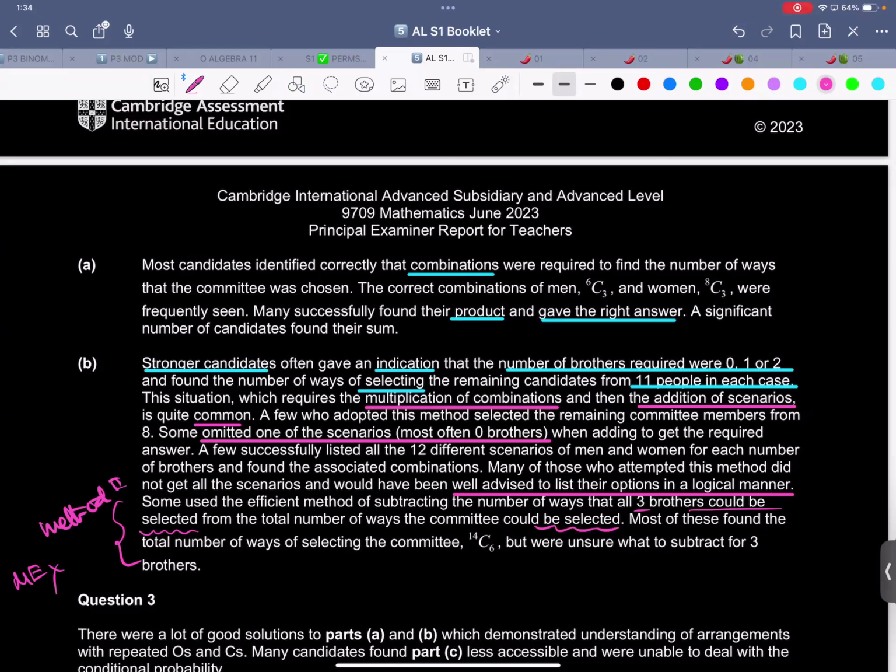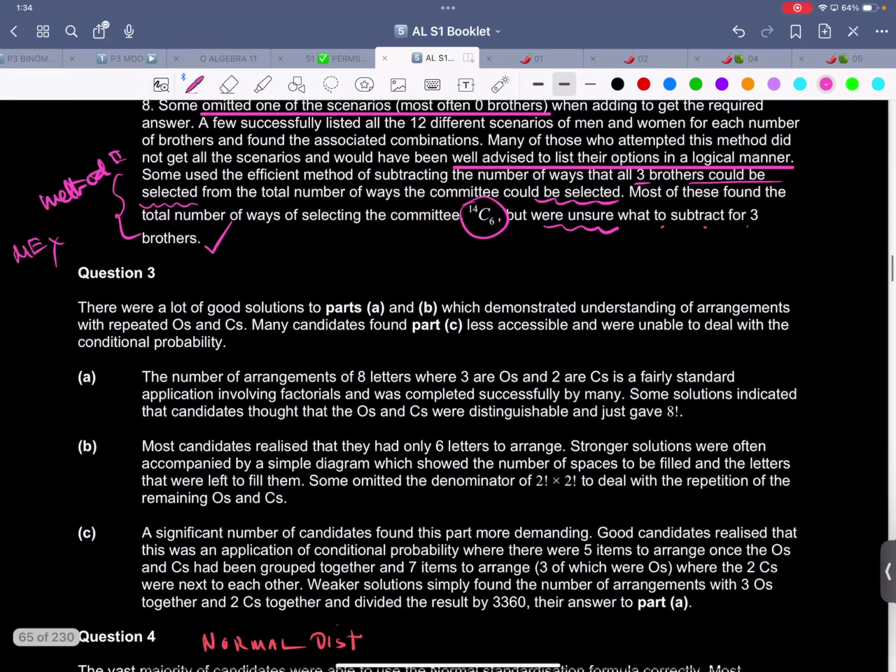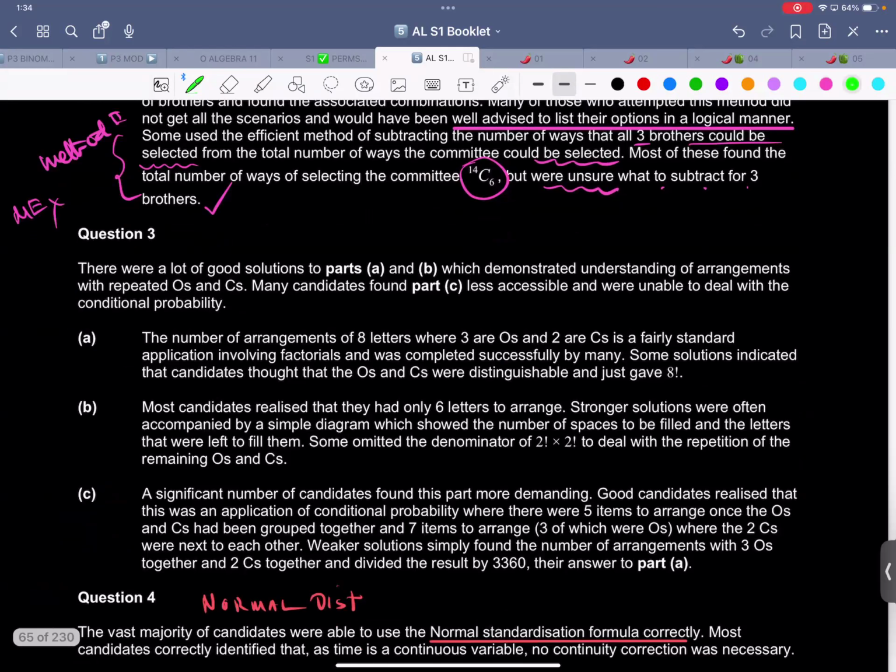Most of these found the total number of ways of selecting the committee, 14C6, but were unsure what to subtract for 3 brothers. So even though they got it correct, maybe they were unsure about the subtraction. So we did it both ways. So that is one question that we did from this part. And then this next question.